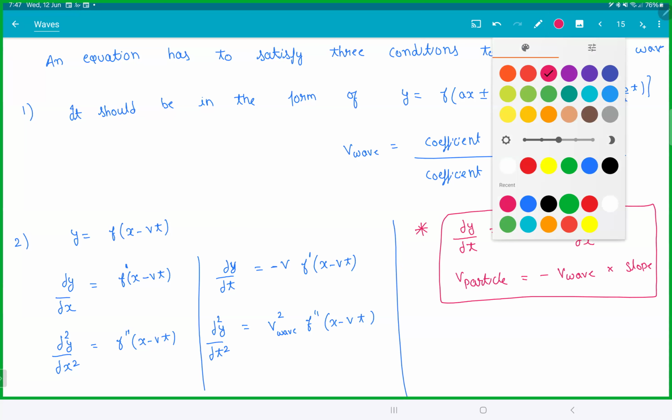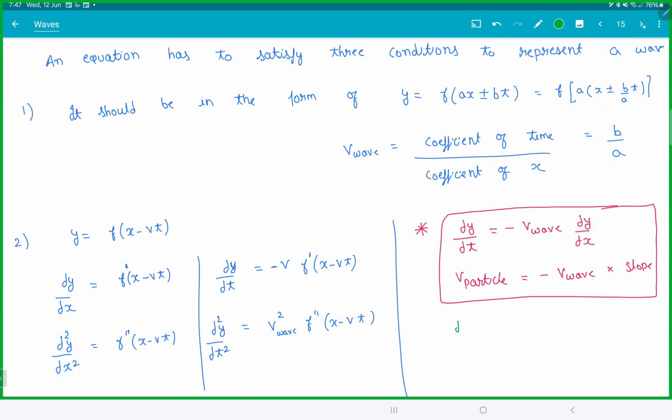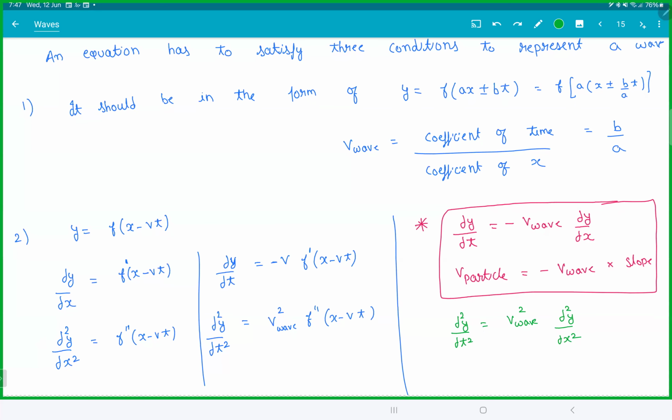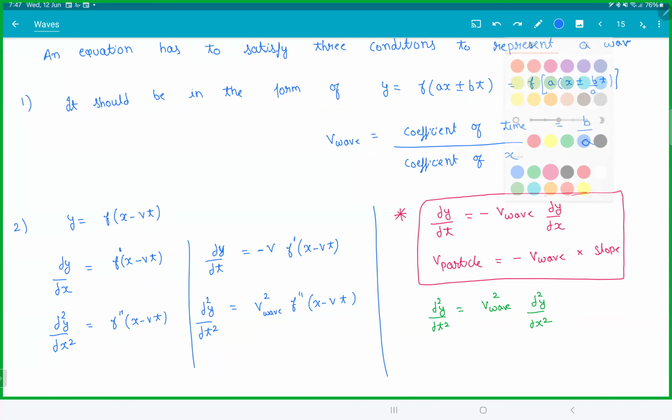This is more important. Then the second equation: dou square y by dou t square is v wave square times dou square y by dou x square. That comes from equating these two second differentials. So what is the whole meaning of this? The function should be continuous and differentiable. That's what the second condition is trying to tell you.